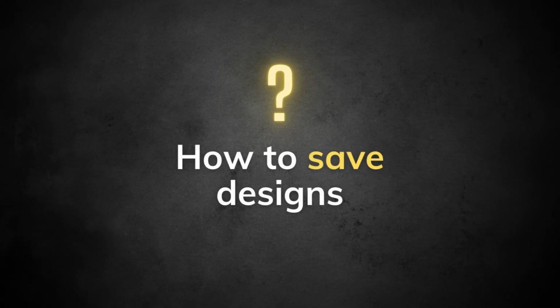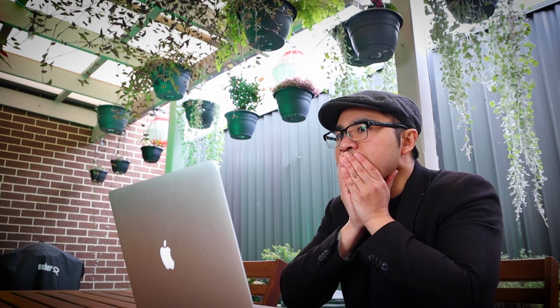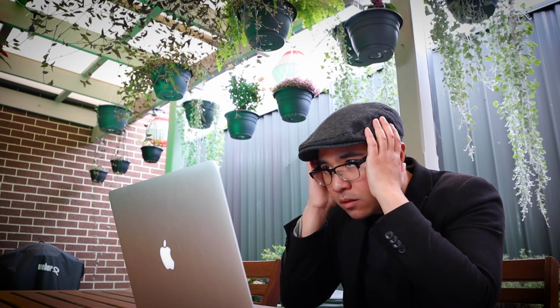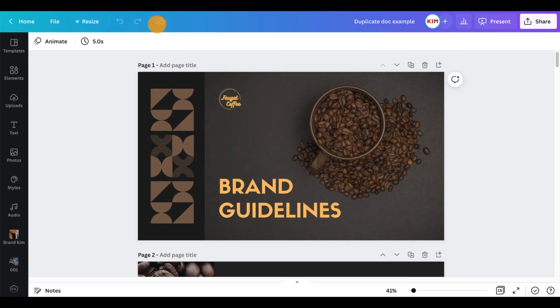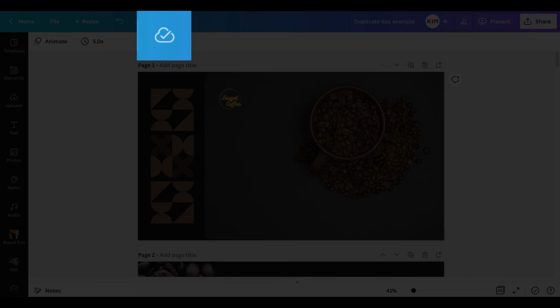Last but not least, number 5, how to save designs. Remember when you forgot to save a few hours worth of work? Yeah, the pain is real, man. But worry not, Canva's got your back. As with most new technology, autosave is your best friend. This little cloud means your design is saved. If it's got 3 dots, it's saving. A tick means you're good to go.